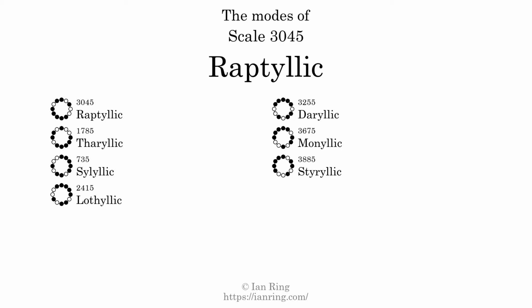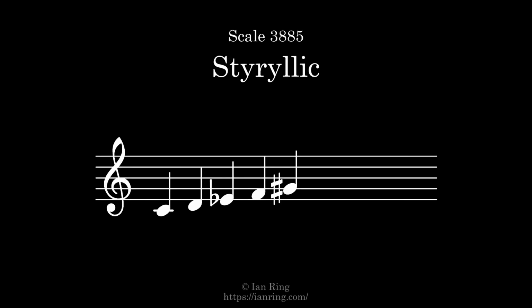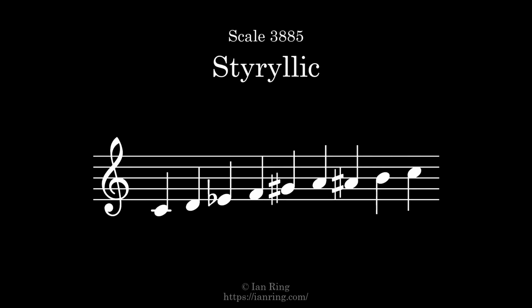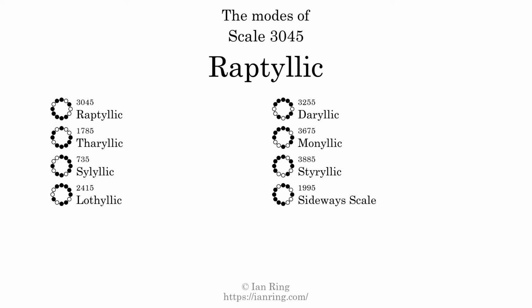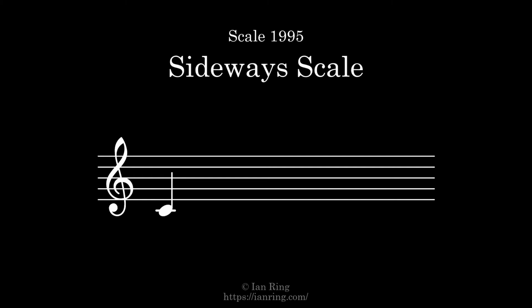The seventh mode is scale 3885, also known as Raptyllic. It sounds like this. The eighth and last mode is scale 1995, also known as sideways scale. It sounds like this.